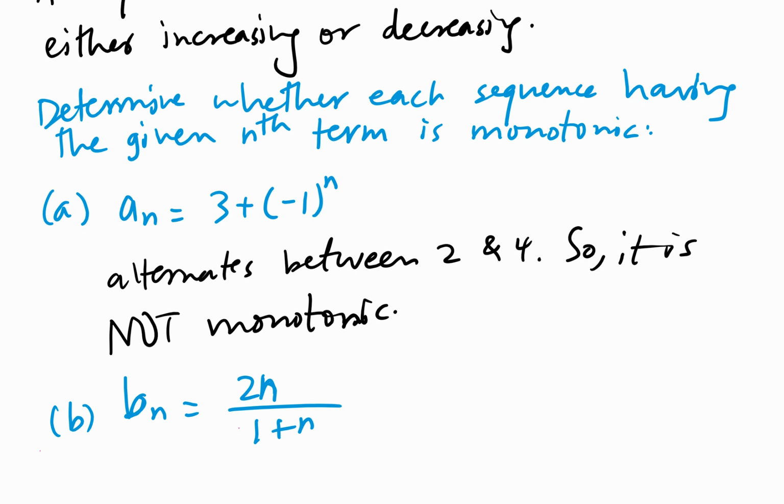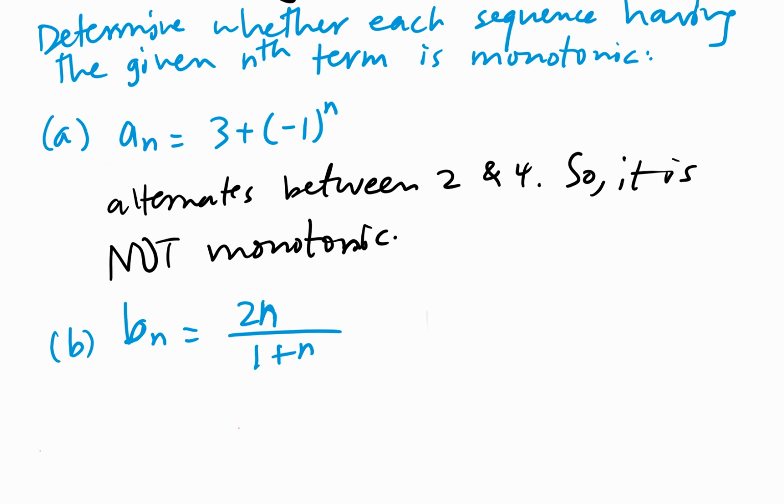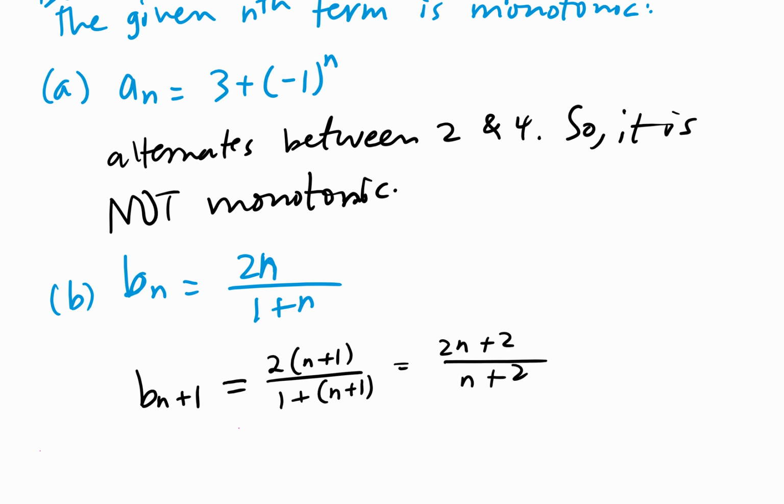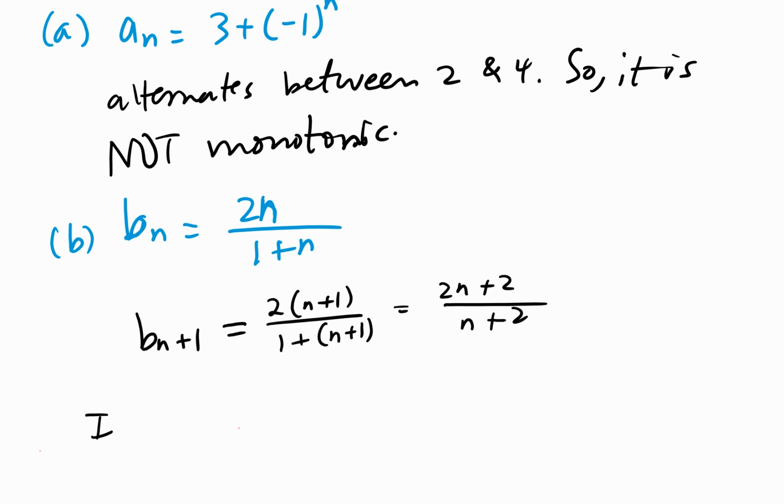How do we check if this is monotonic? We cannot just select values and say it's always increasing or always decreasing. Remember, the main definition: a sequence is increasing if a sub n plus 1 is bigger than or equal to a sub n. So I want to find b sub n plus 1. Replace every n with n plus 1. That would give us 2n plus 2 divided by n plus 2. Now, how do I know if b sub n plus 1 is bigger than or equal to b_n?